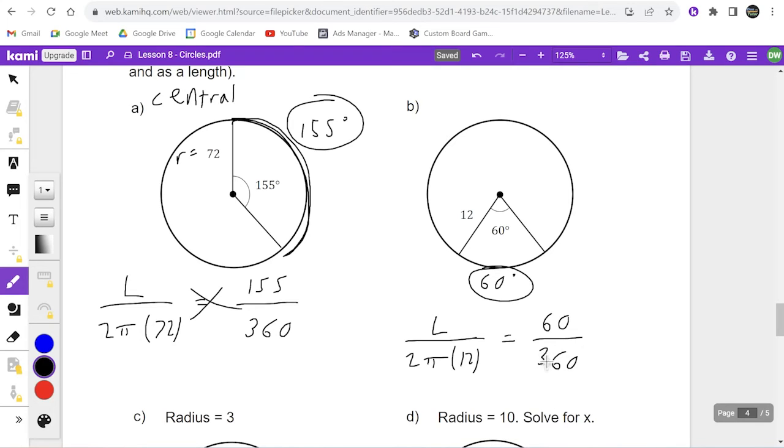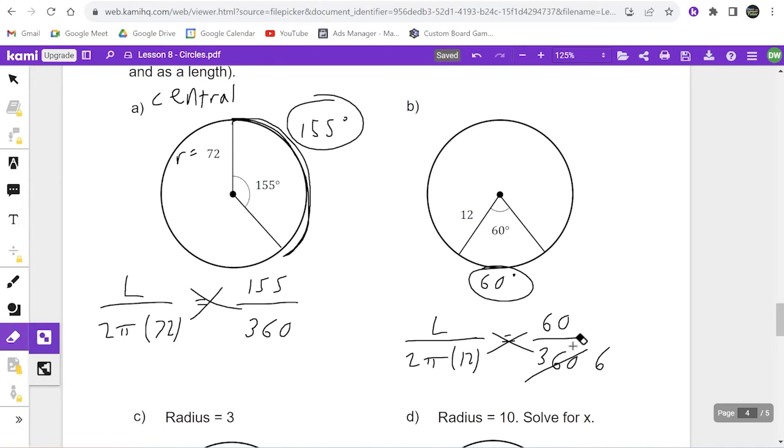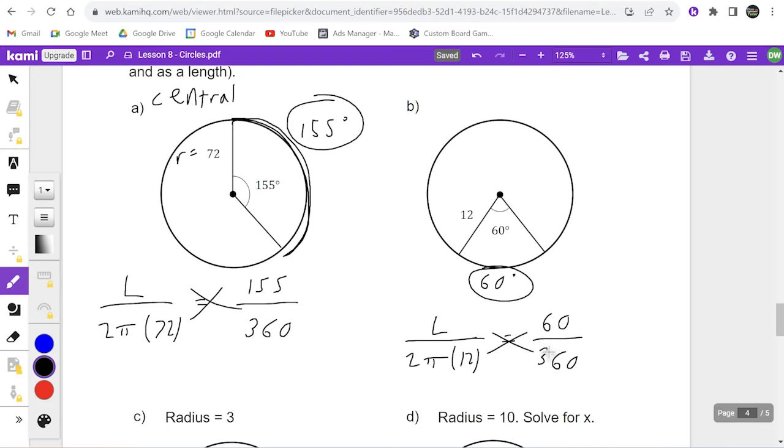And if you want to, you can actually reduce this by cutting this down to a 1 and this down to a 6. And if you do that and you cross multiply, go ahead. Why don't you reduce it to a 1 to a 6? Let me explain. Oh, because 60 divided by 60 equals 1. Yes, they're both divisible by 60. I should have explained that better.